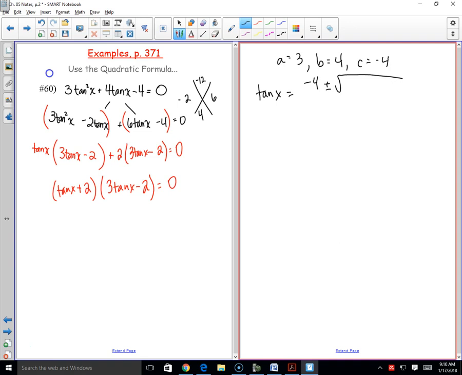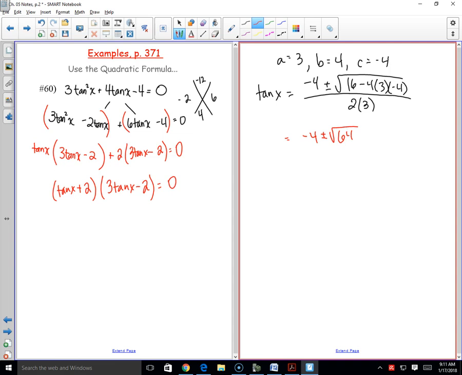Plus or minus square root of B squared minus 4AC. Then we would go ahead and simplify. And some of you are already doing the math, because you have 4 times 4 is 16, 16 times 3 is 48, 48 plus 16 is 64. Double check me. Anybody else get 64?